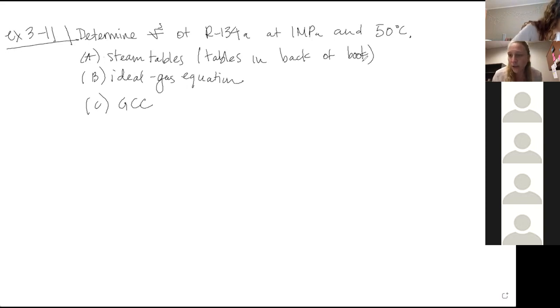What is the general name for this topic of questions? Properties of pure substances is the name of the chapter.